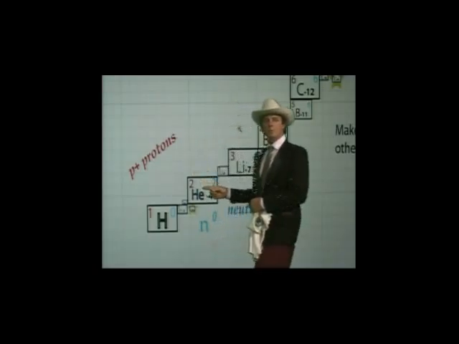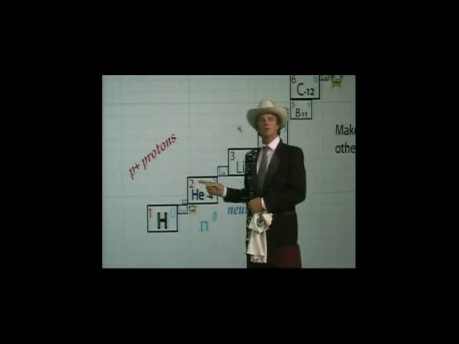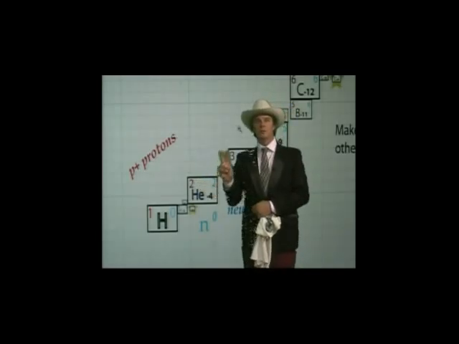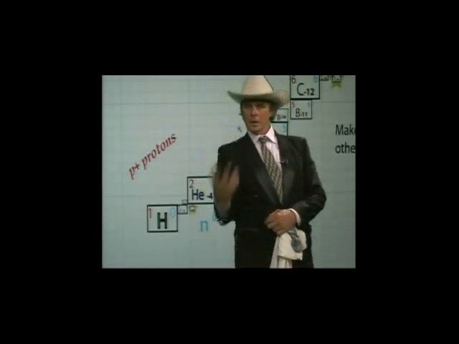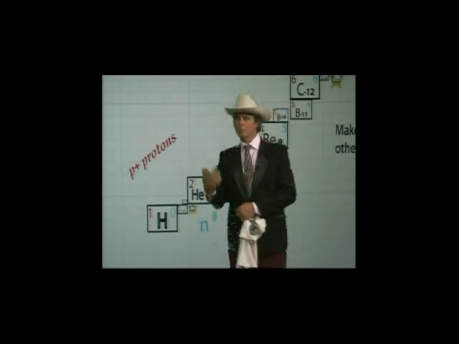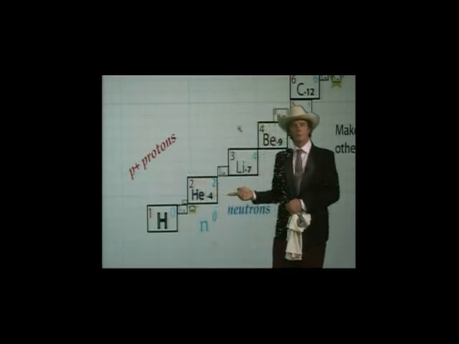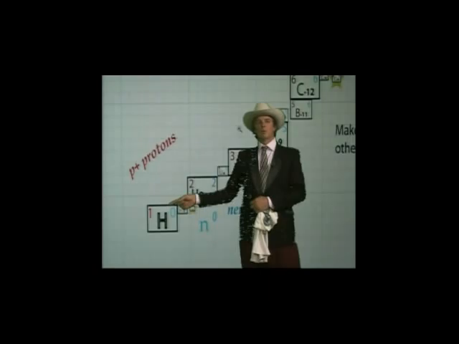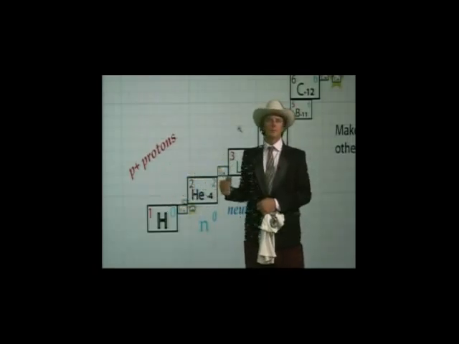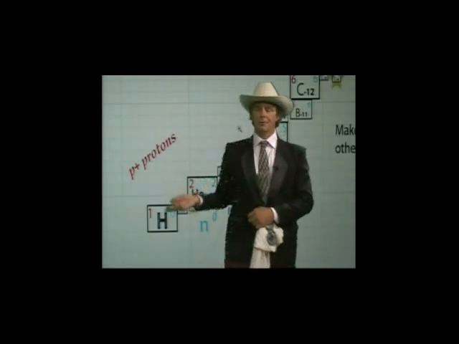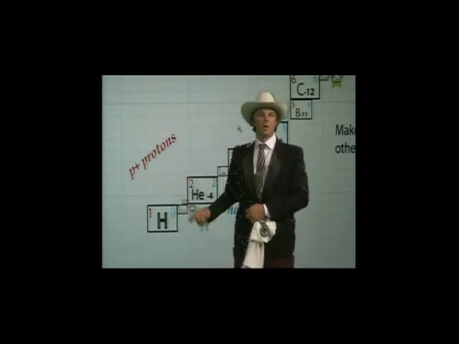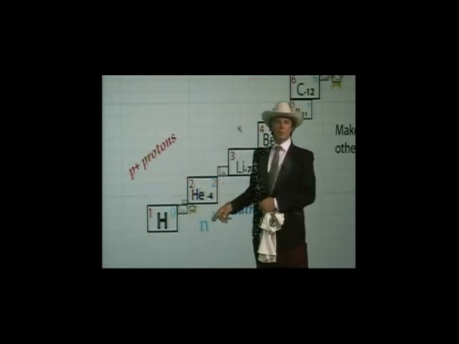What's the atomic number of helium? 2. There's 2 protons in a helium-4 nucleus. What else is in there? With a mass of 2, these are things called neutrons. Some of you that haven't heard of that before, don't worry about it. We're just going to count them. We'll pretend we know what they are.